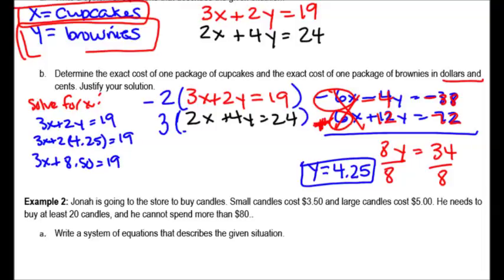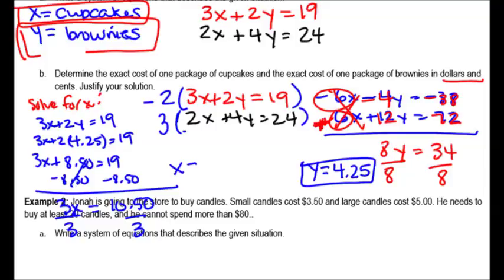We want that x to be by itself, so who do we have to move? 8.50. We're going to subtract 8.50 from both sides. We get 3x equals 10.50. Sorry that I'm over this problem here. Divide each side by 3, and we get x equals $3.50. Okay? Now, I would have to write my final answer. You can put it right up here.